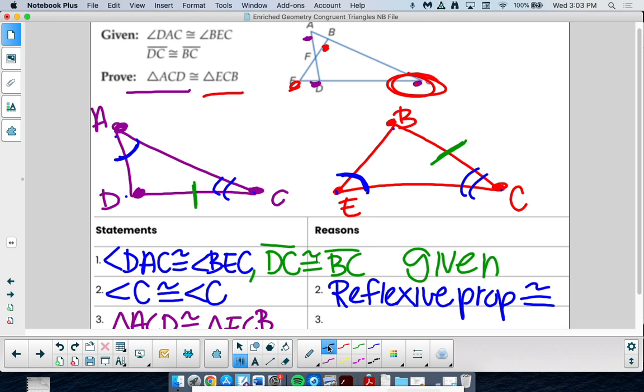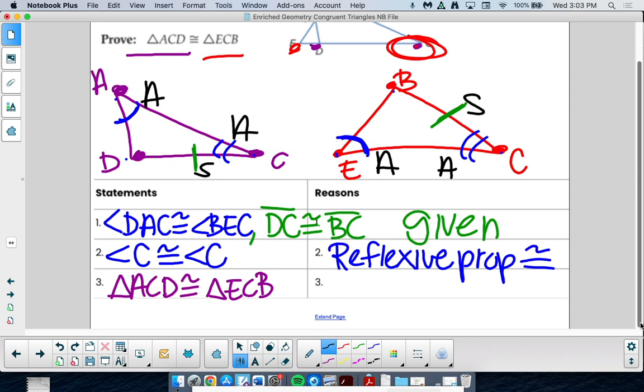Now when you go around: angle marking, side marking, check over here, angle marking, side. So these 2 triangles are congruent by angle, side. That was a bit of a tough one.